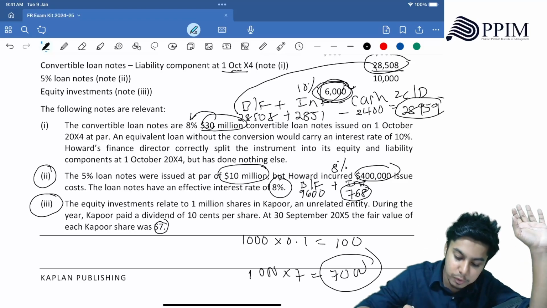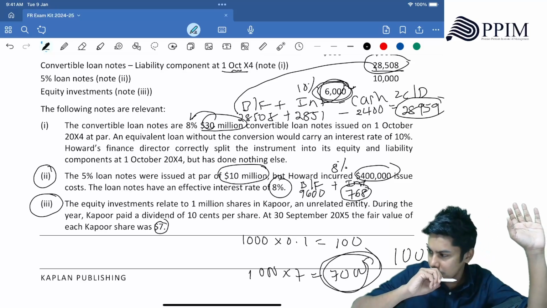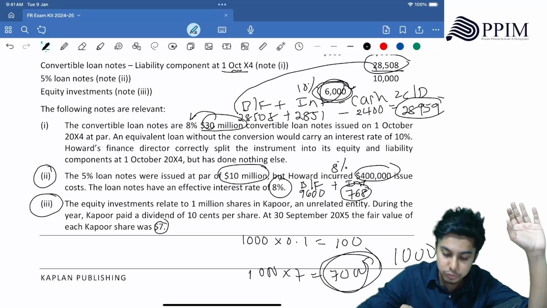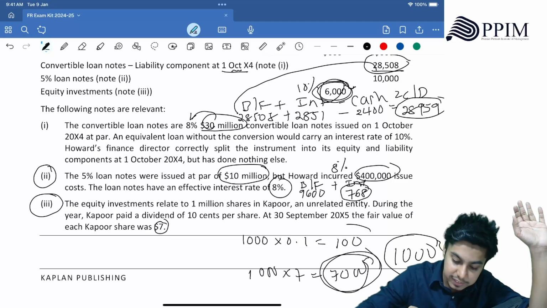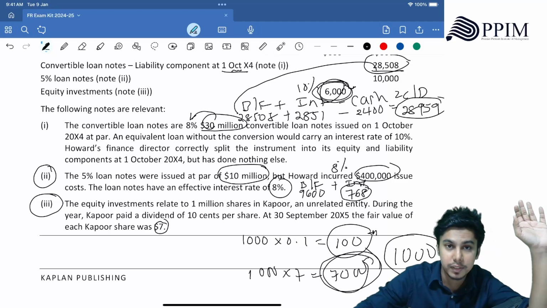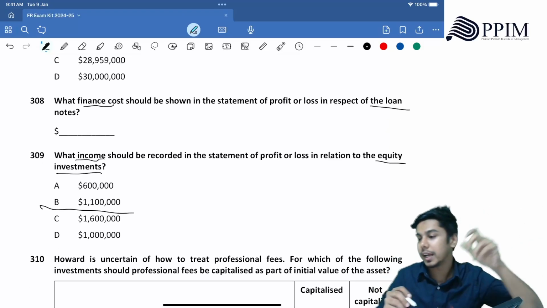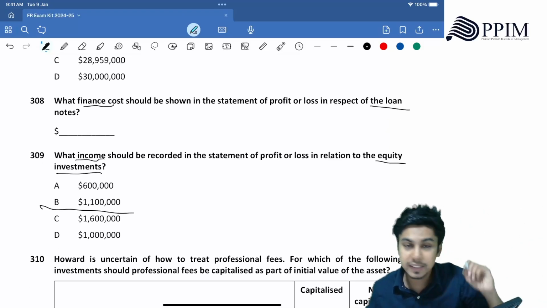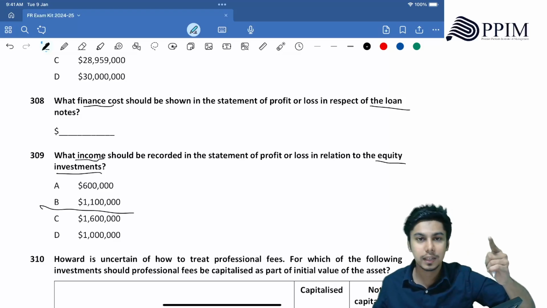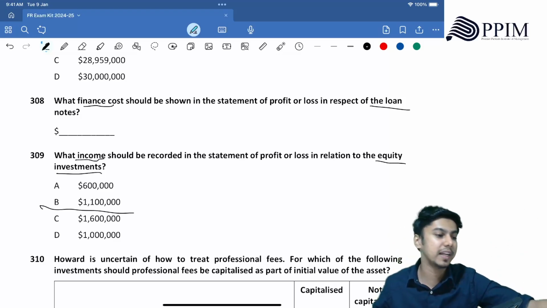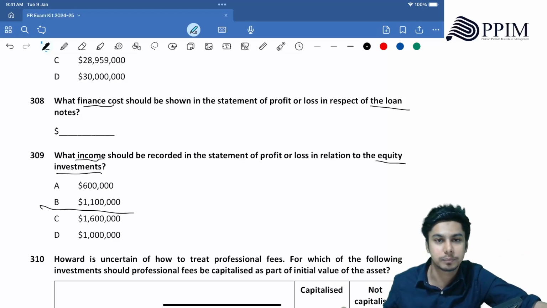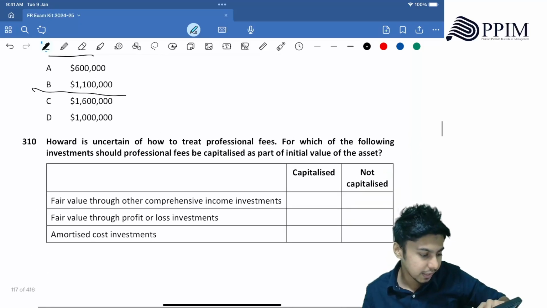So guys, from 6,000 it became 7,000, meaning I'm having 1,000 gain. So guys, 1,000 gain on financial asset, 100,000 dividend income. So therefore, guys, the total answer will be 1,100 for this question. They are asking what is the income now, so we should take dividend income plus the gain in the financial asset. Both have to be taken. All okay, right? Then guys, last question.